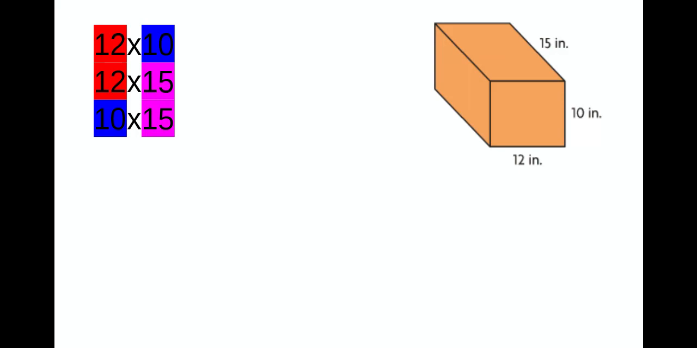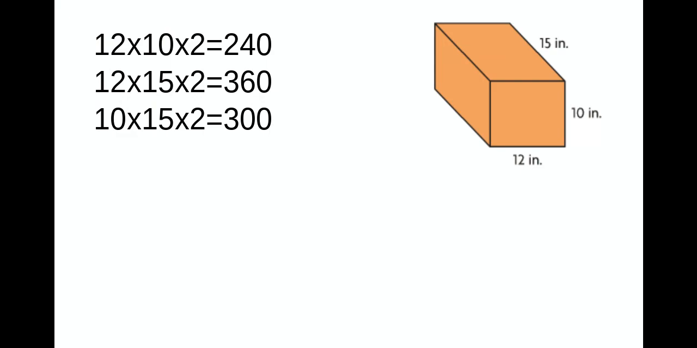So we had a red with a blue, a red with a purple, and a blue with a purple. So each one is matched up with each number exactly once, and the order doesn't matter. So it could be, for this one, 10 times 12, this one could be 15 times 12, and this one could be 15 times 10. It does not matter the order when you multiply.